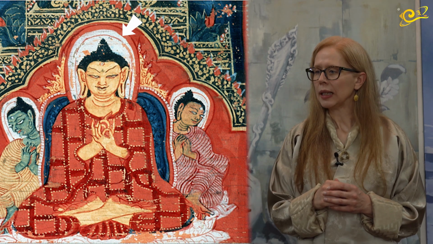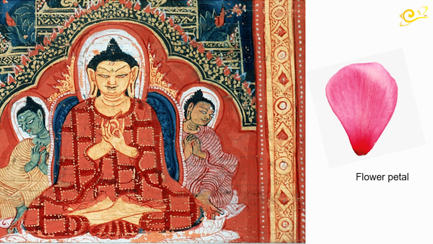And finally, note the shape of the halo. It's not a perfect circle around the Buddha's heads. Instead, it's a little bit closer to the ears and a little bit higher above. So we can sometimes remember this characteristic as a petal-shaped halo. It has a little bit of an ovoid quality to it rather than a pure, perfect circle.